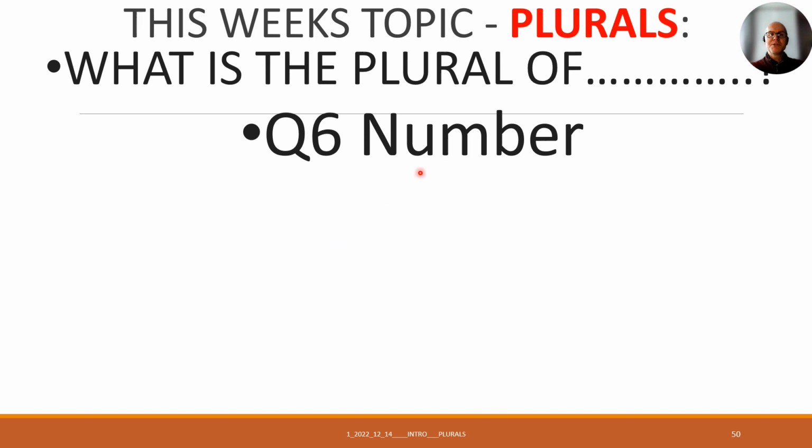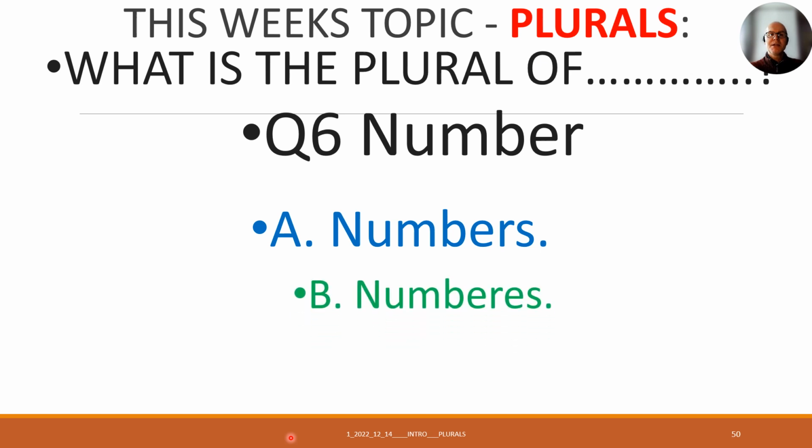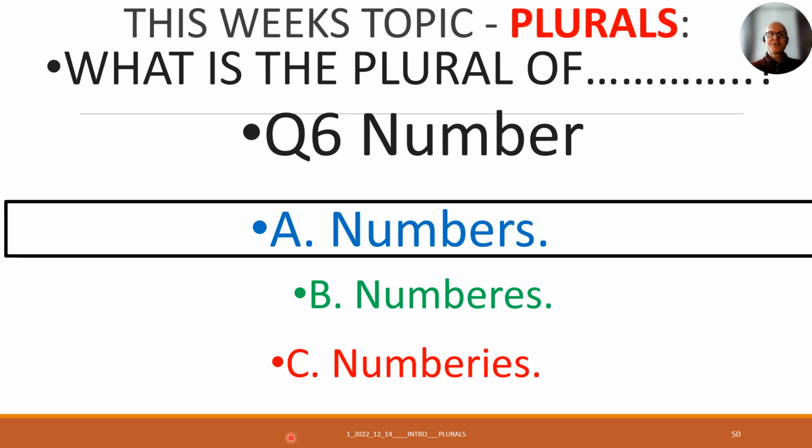Question 6. What's the plural for number? Is it numbers, numbers, or numbers? What's the correct spelling of the plural for number? It's numbers. You can just add the S to the singular of number to get the plural of number. Numbers. One number, two numbers.